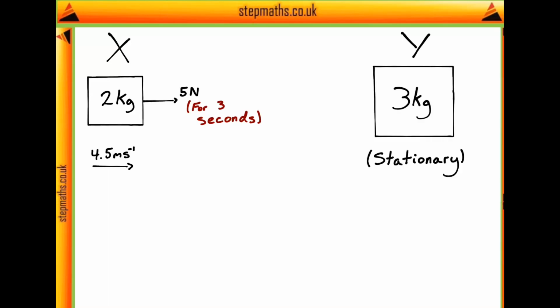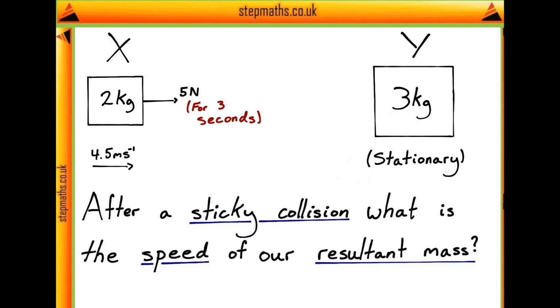Then, a short time later, our block x collides with a block y of mass 3 kilograms, which is initially stationary. The question then asks us, after a sticky collision where the two blocks move off together after colliding, what is the speed of our resultant mass? If you would like to have a go at this question, just pause now, otherwise let's have a go at it.